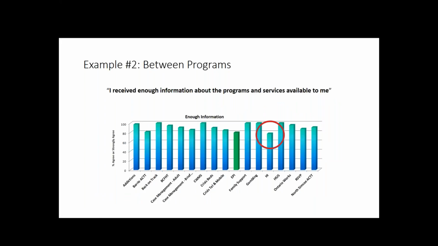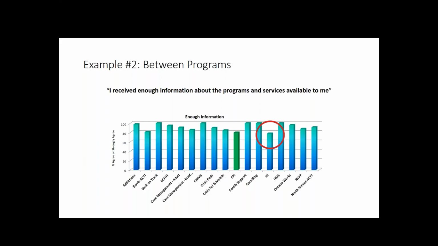The other area where we've used the OPOC quite consistently is looking between programs. So this example is in response to the question, I received enough information about the programs and services available to me. So as you can see, some respondents from some of the programs rated that very high, others still high, but less so. For example, the HI or Housing Initiative program was 72% of folks who agreed with that statement.